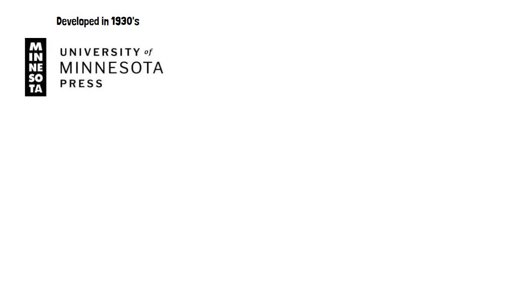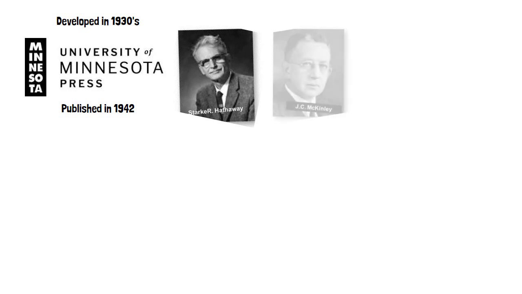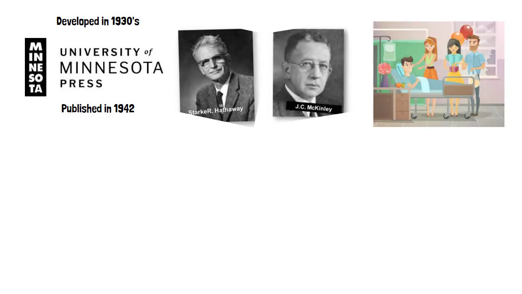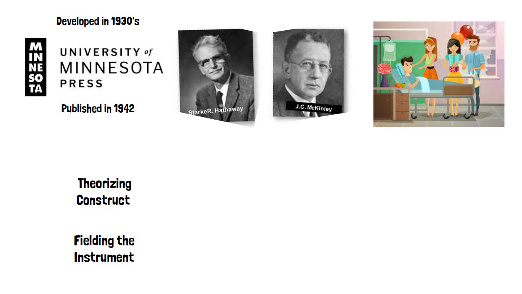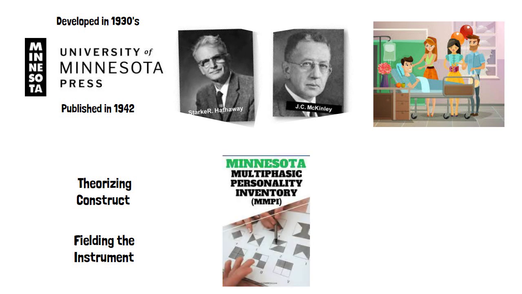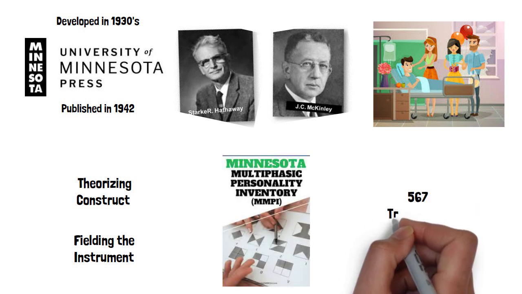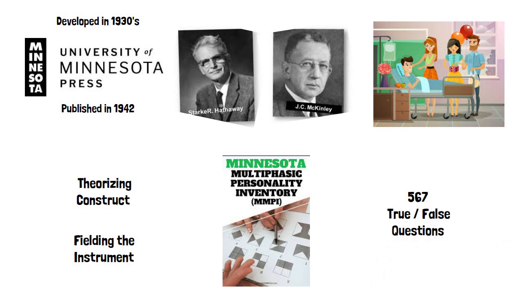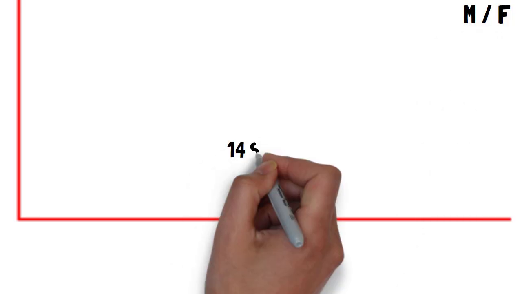The MMPI was developed in the 1930s and published through the University of Minnesota in 1942 by Stuart Hathaway and Charley McKinley, using visitors of patients at the University of Minnesota Hospital as a base sample in both theorizing constructs of psychiatric illness and fielding the instrument. Testing is administered through 567 true or false items using a booklet with an accompanying answer sheet. The responses are then hand-scored and plotted on an XY graph. A separate version is used for male and female respondents.